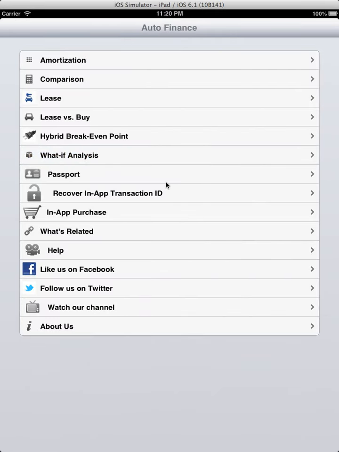So as you can see, this is a very useful application for the car buyers, sellers, the ones wishing to go for a car lease, as well as the car dealers.